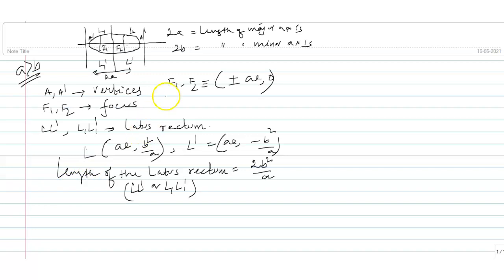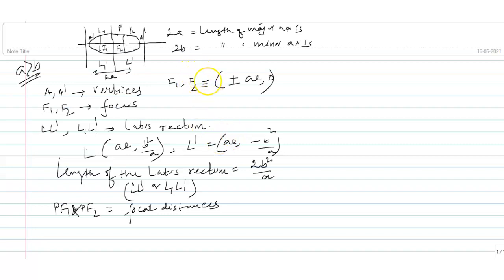Suppose if any point P is there, if we add PF1 plus PF2, this will be the focal distance. These two distances are focal distances, right? As there are two foci, this is the focal distance.